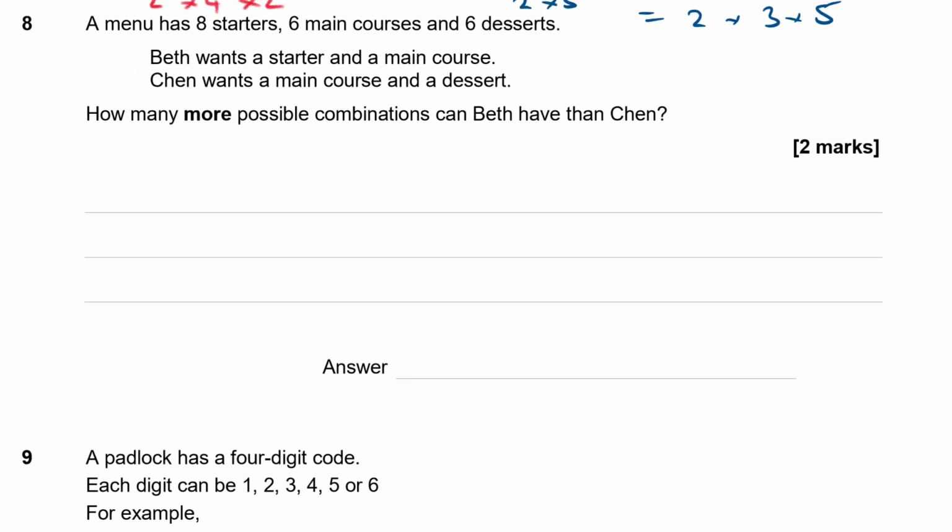Question 8. A menu has 8 starters, 6 main courses, and 6 desserts. Beth wants a starter and a main course. Chen wants a main course and a dessert. How many more possible combinations can Beth have than Chen?